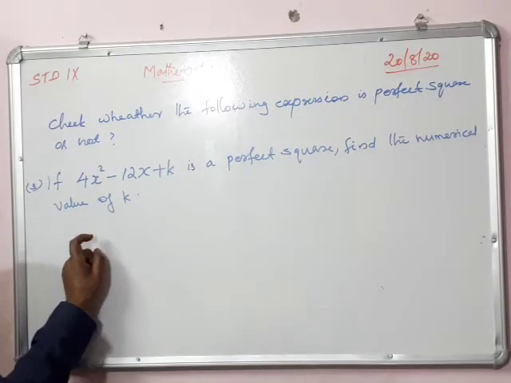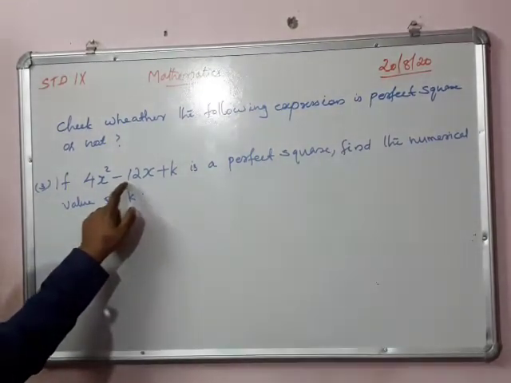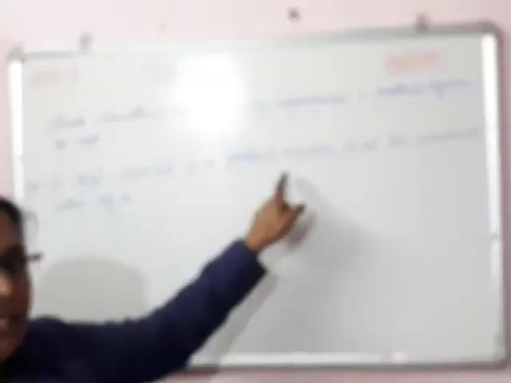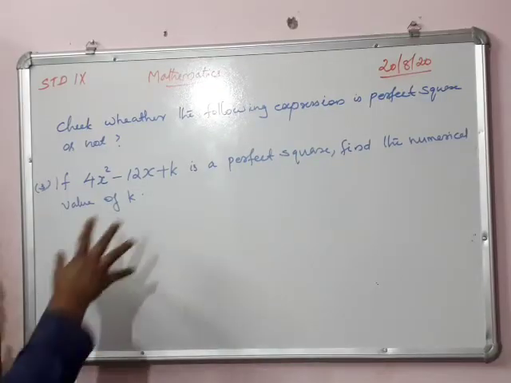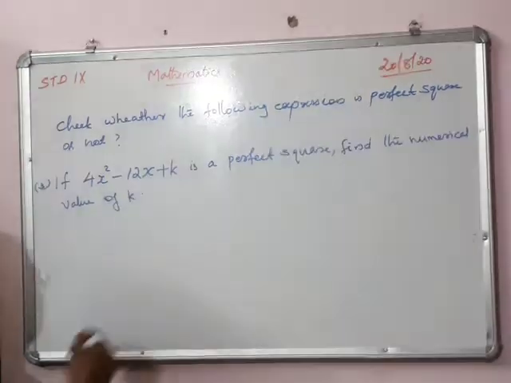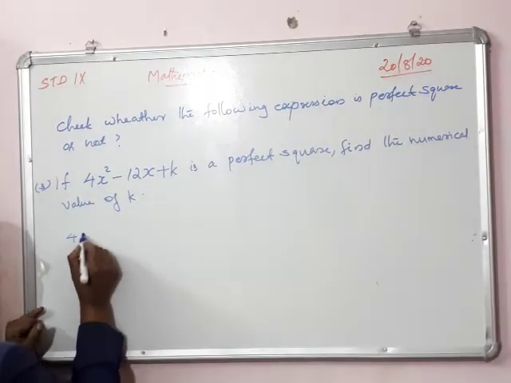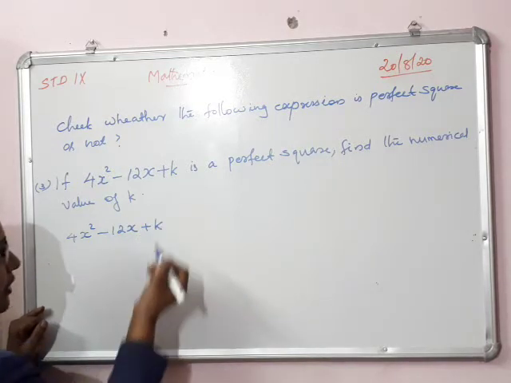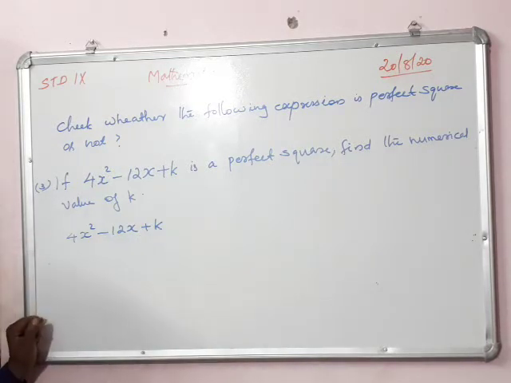The next question. If 4x square minus 12x plus k is a perfect square. Given it is a perfect square, find the numerical value of k. How can we find it? The question says it is a perfect square. So we can write 4x square minus 12x plus k as the given expression. Okay, listen.